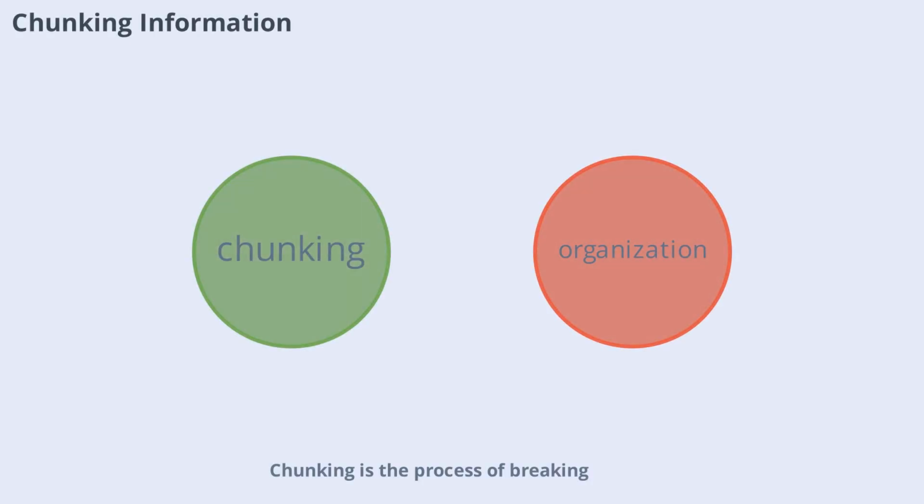Chunking is the process of breaking down large amounts of information into smaller, manageable units. For example, instead of memorizing every bone in the hand individually, group them into categories like carpals, metacarpals, and phalanges. This approach reduces cognitive overload and makes it easier to recall details. Chunking can be applied to any anatomical system, helping you organize information logically and efficiently.